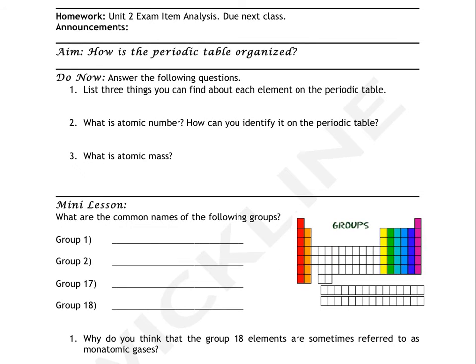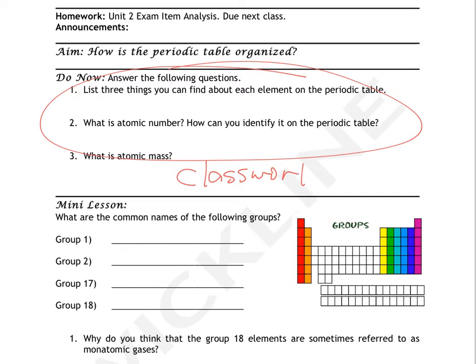What is atomic number? How can you identify it on the periodic table? And what is atomic mass? So I want you to take these 3 questions and write them on a separate piece of paper and put it under the classwork section of your binder. We will do those in class tomorrow, and make sure you have the date on there as well.